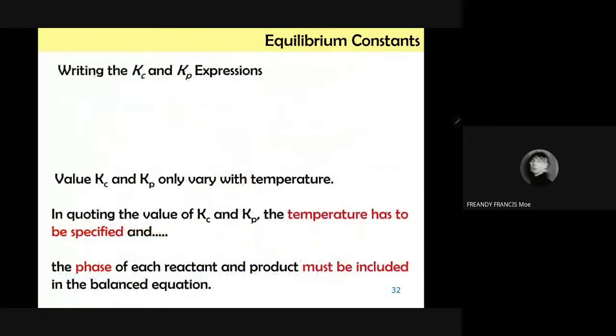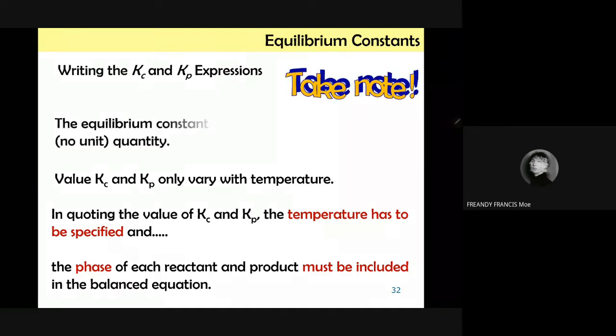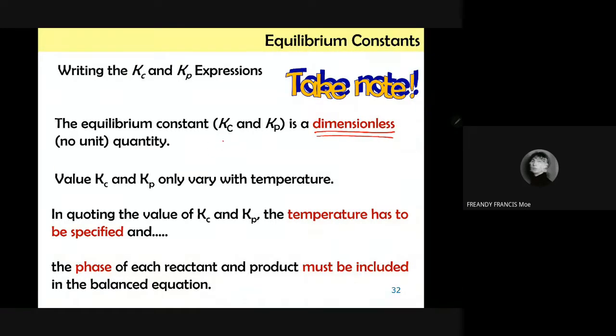Okay. Now, writing KP and KC expressions, we have to take note at these following points. First of all, equilibrium constant KC dan KP kalau kita kira, dia tiada unit. KC and KP has no unit.